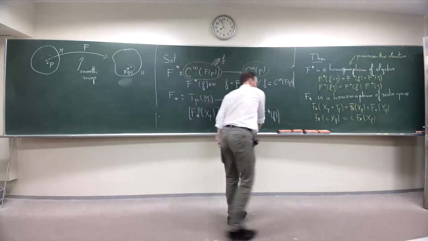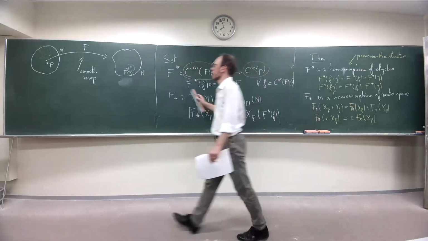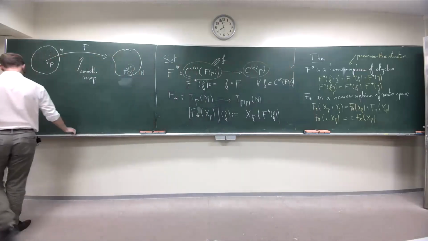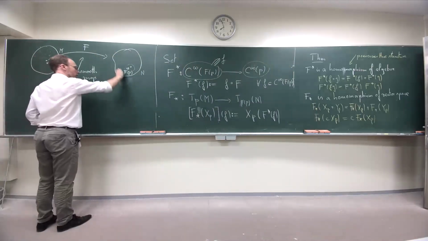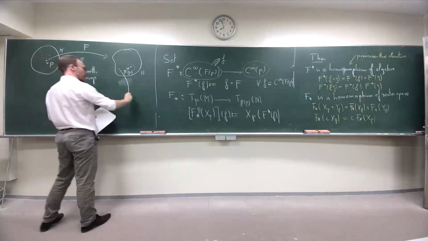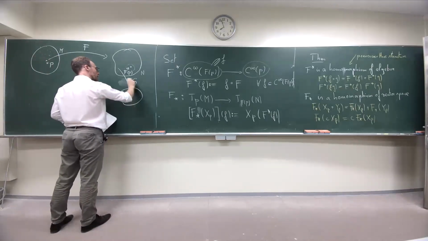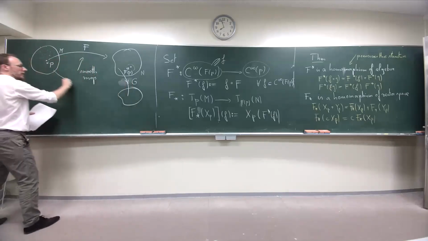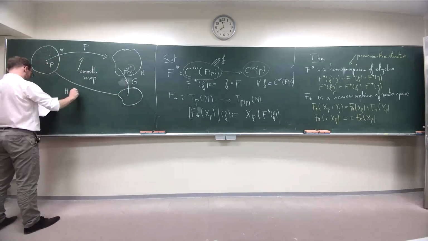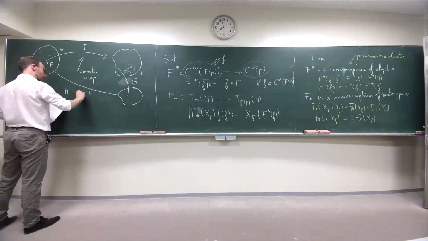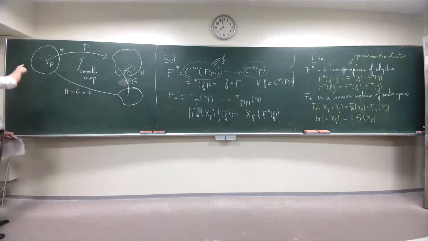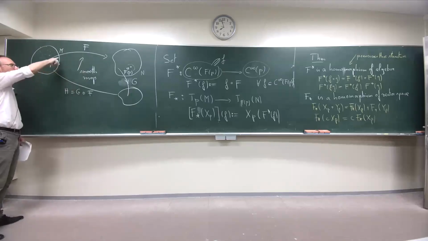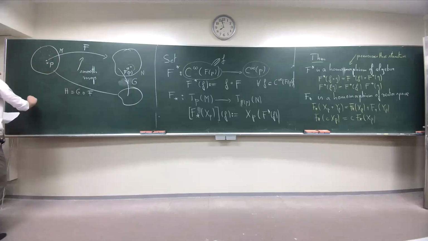Okay, and still in this statement, if now you have a third manifold, with a map G, and if this is H, it is first F and then G. So we have now 3 manifolds and 2 maps between them.